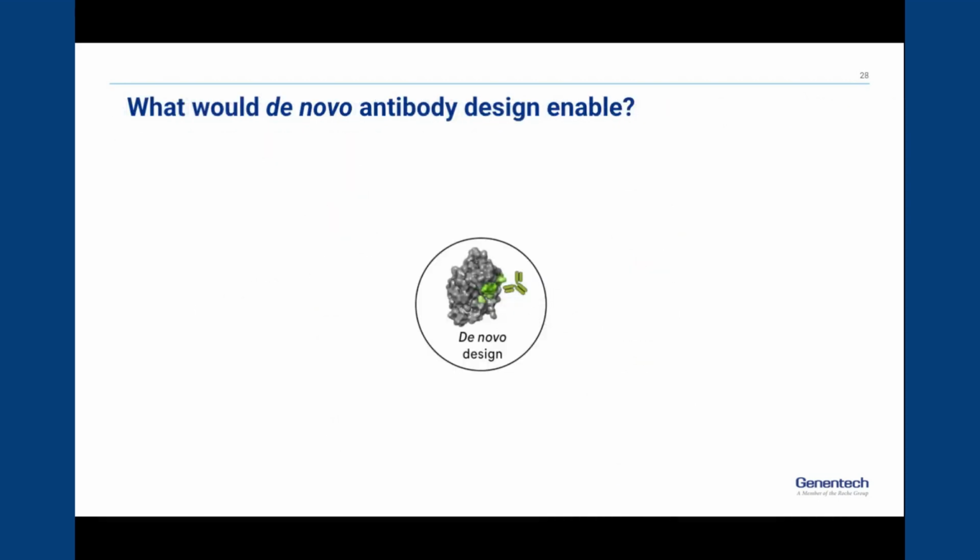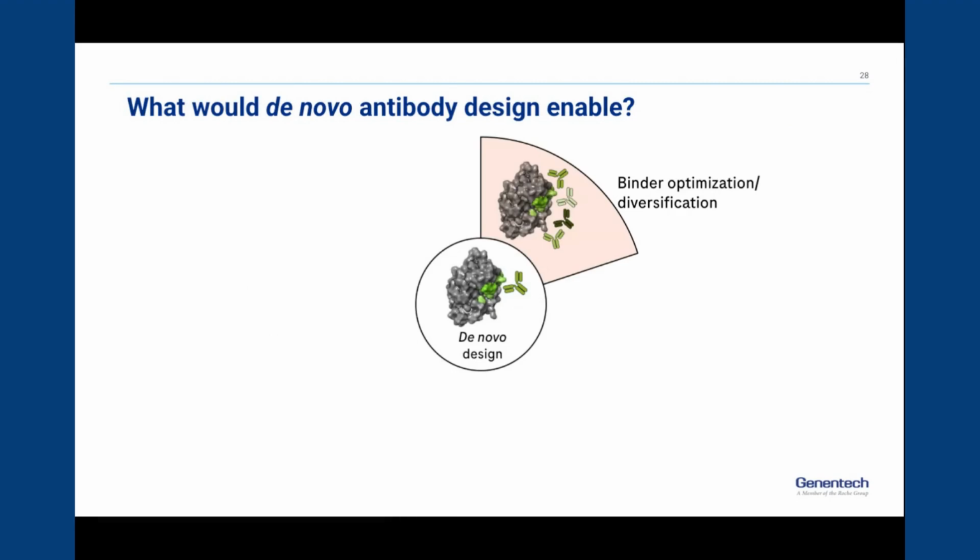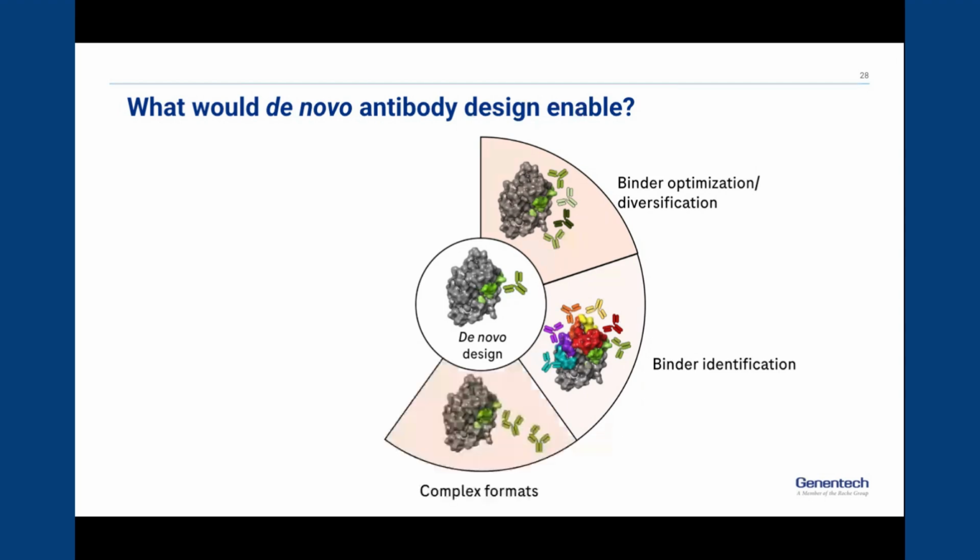And so the way we think de novo will enable antibody design is that, yes, it will be used for binder optimization and diversification, the same way we use lab in the loop. But we can start from a scratch antibody, designing an antibody without any discovery campaigns. It could be used for binder identification, so we'll be able to generate antibodies that diversify for different epitopes. It could be very diverse, and that's very important for hypothesis testing and other things as well. We could easily design different parts of an antibody and then assemble them into complex formats, and we can also run de novo for that as well.